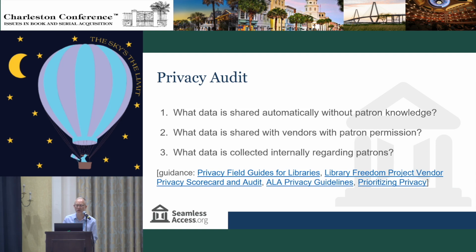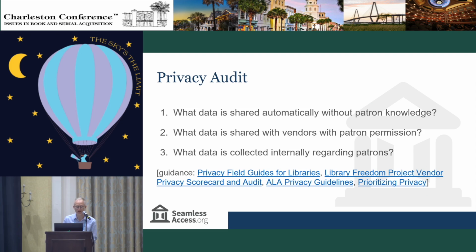So our privacy audit categories are based on the American Library Association's Bill of Rights regarding privacy. First, what data is shared automatically without patron knowledge? So for example, what specific pieces of data are shared? How much of it is personally identifiable information? How is any shared data stored? Is any data shared with third parties?